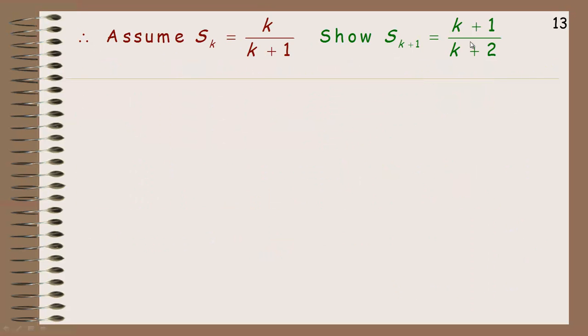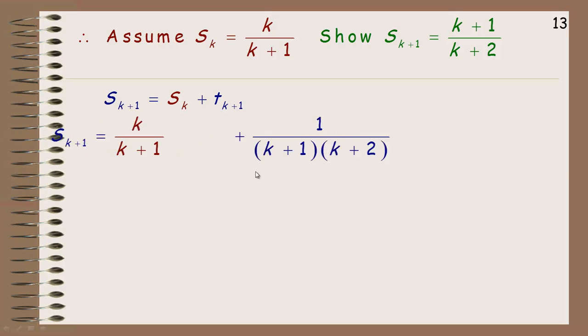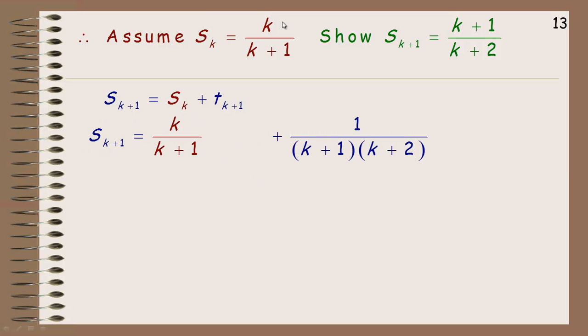So those are those two formulas from the previous page. And again, any sum is the previous sum plus the next term. So the sum of the first k terms, from our induction hypothesis or assumption, is k over k plus 1. And the kth term, remember, it was 1 over n times n plus 1, so it would be 1 over k plus 1 times k plus 2. Now, if I'm going to add these, I want a common denominator. So I need to multiply. Notice they have a k plus 1 in common here, but this one doesn't have the k plus 2 that this one has. So I'd want to multiply that top and bottom by k plus 2.